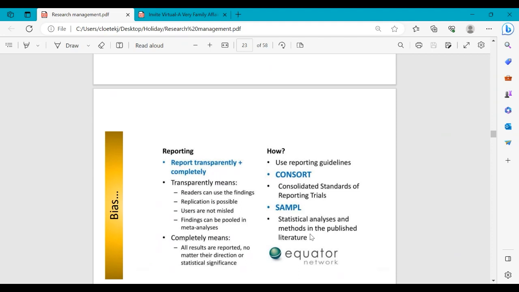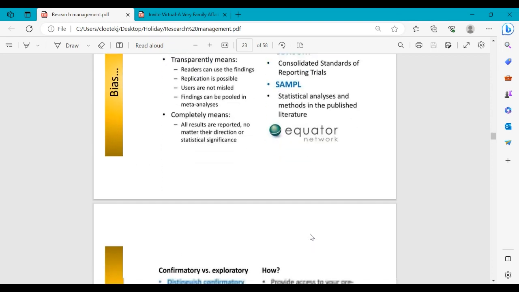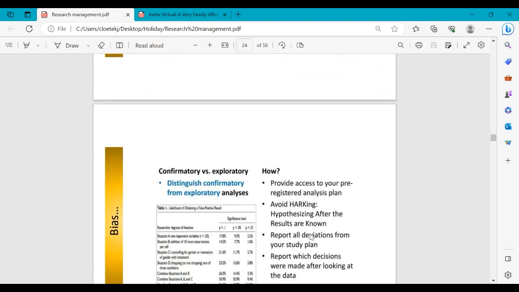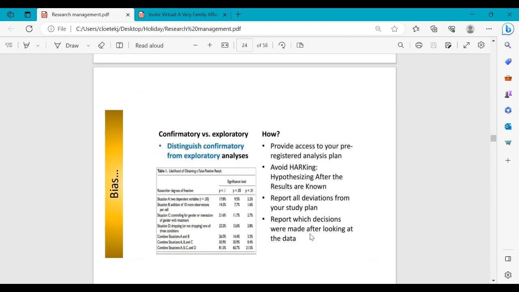Sometimes the journals will also outline this for you, that you should go and check the CONSORT statement or this statement, and check if your reporting is according to the statement and if the methods that you followed are according to the statement. This one here is also important for statistical analysis and methods in the published literature. So go and have a look at that as well to just have clarity.